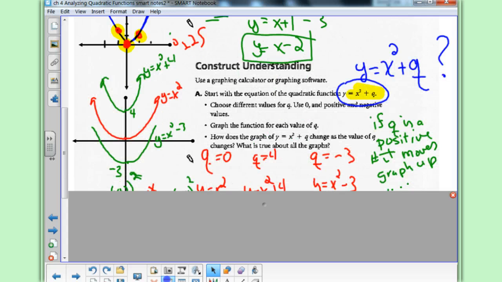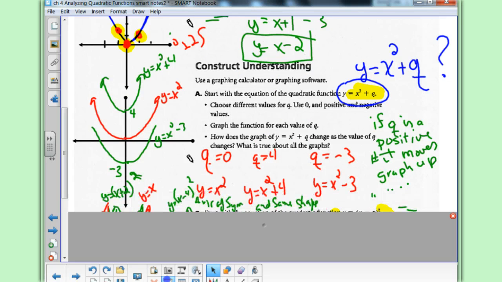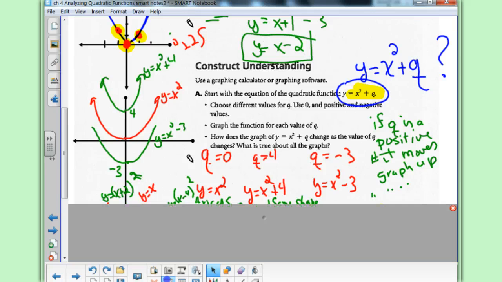You don't have to pick mine, but if I picked Q as 0, Q as 4, and Q as -3 and I graph it on my calculator, what I see is that the graph moved up and down. If Q is positive, it moved up, and if Q was negative, it moved down. That's what I saw.